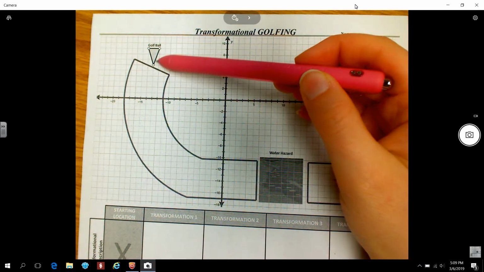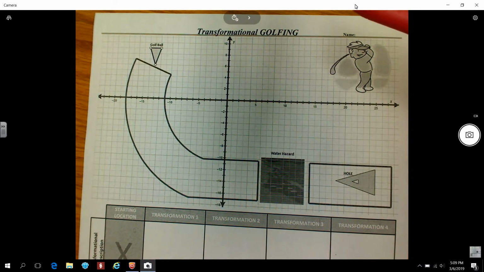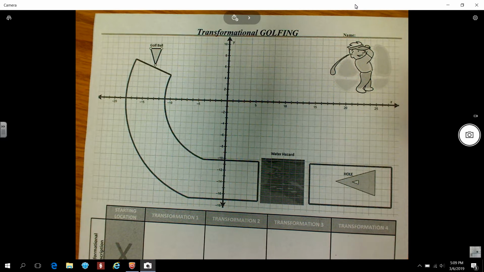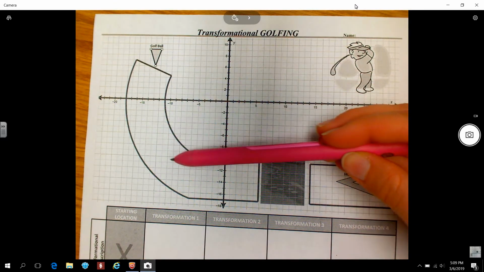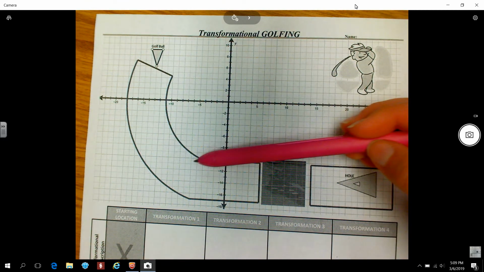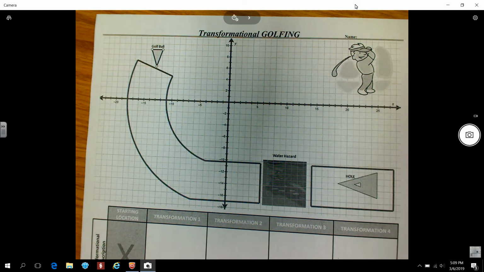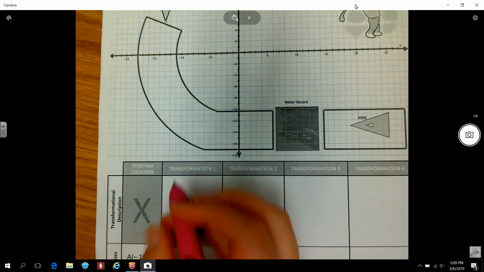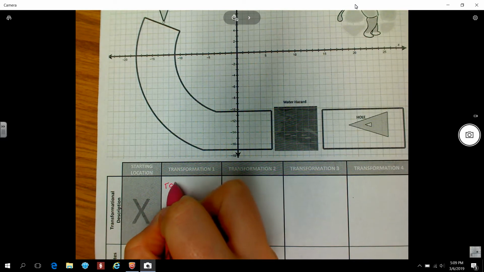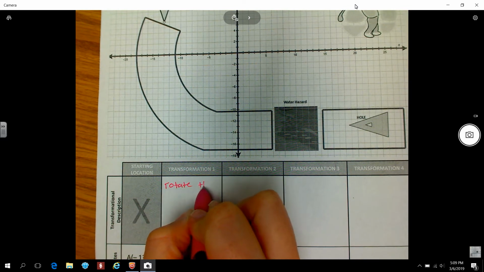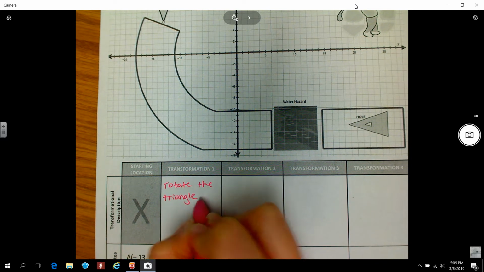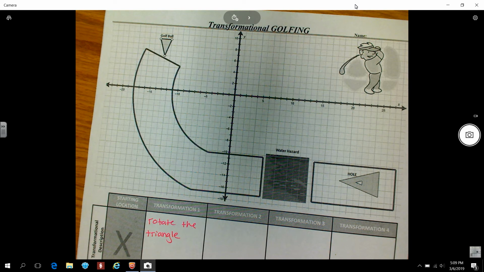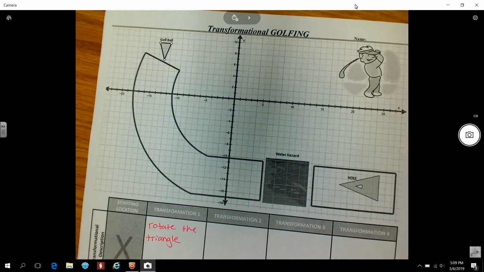So I've got my golf ball. I decided to use a triangle so I'd be able to rotate it and translate it and everything easily. The first thing I want to do is take it around this curved path, and in order to create a curved path, I'm going to have some type of rotation. So my first transformation is going to be some type of rotation. I'm going to say rotate the triangle or the golf ball. Now I decided to use a 90 degrees counterclockwise rotation.